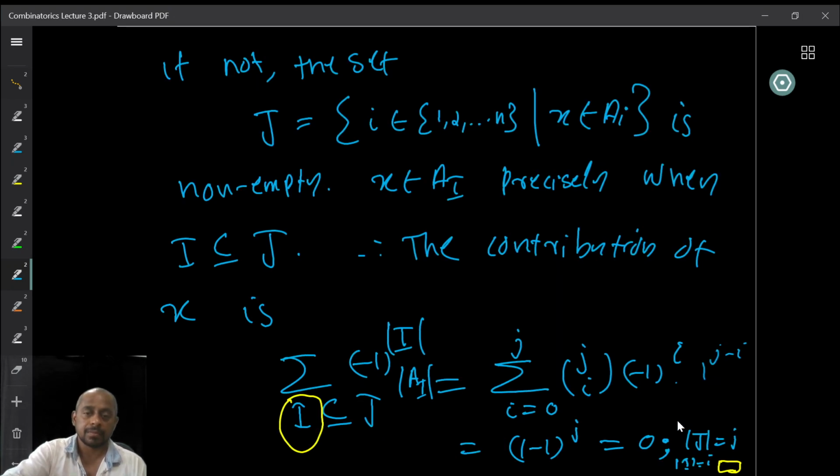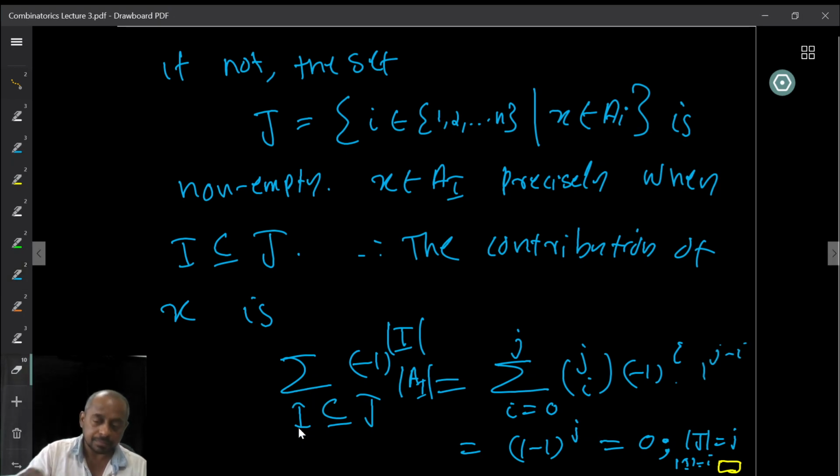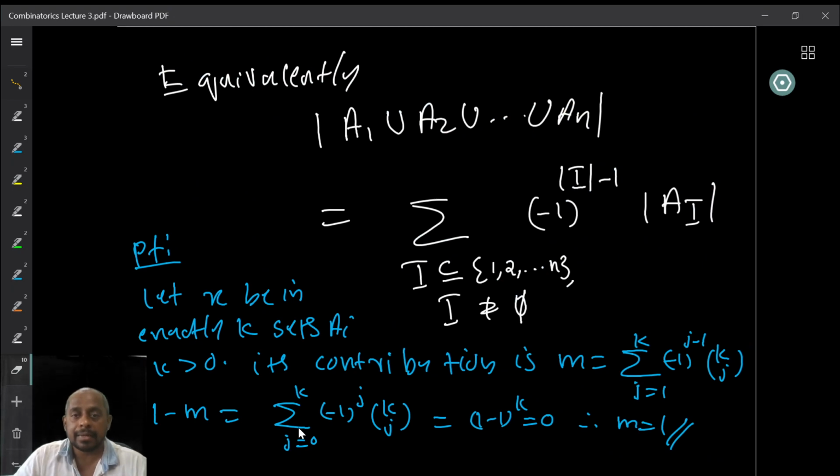Okay. Now, equivalently, if you want to count the cardinality of the union A1, A2, etcetera, An, we can either take X and subtract these elements that are not there, or you can write the formula in a different way, which is the summation over I a subset of 1 to n, I non-empty, because that set we don't want, and then minus 1 raised to cardinality of I minus 1, because we are changing the sign, right, of the cardinality of I. So this will give you the cardinality of the union A1 to An.